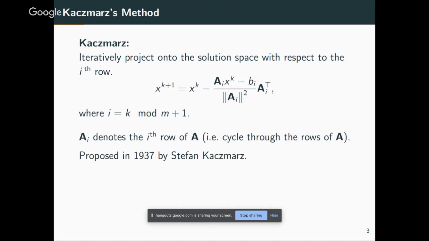Okay, so the Kaczmarz method is an iterative method for solving linear systems of equations. At each iteration, we take the current iterate and project onto the solution space with respect to a single row of our matrix. So here we had the linear system Ax = b, and a_i will just denote the ith row of the matrix A. In the original Kaczmarz method, which was proposed in 1937, one would just cycle through the rows of the matrix and do these projections cyclically. So we'd start by projecting onto the solution space with the first row, and then the solution space with the second row, etc.